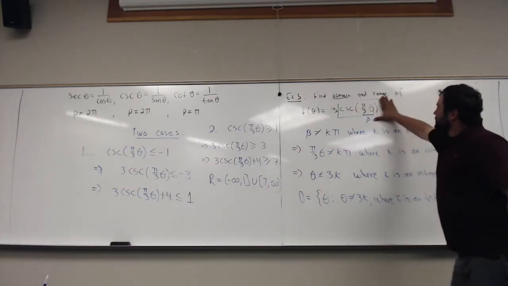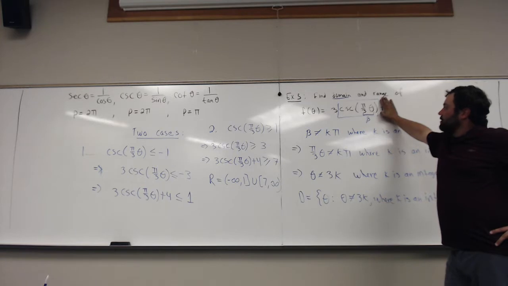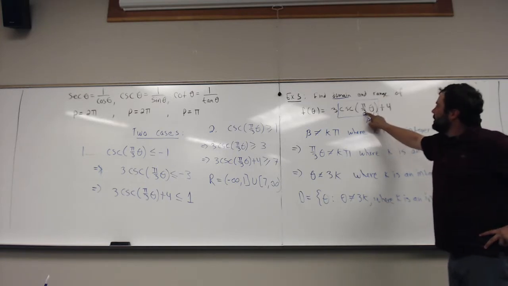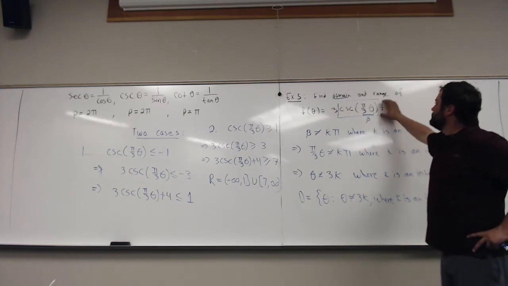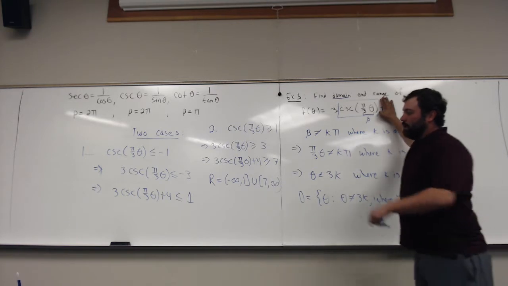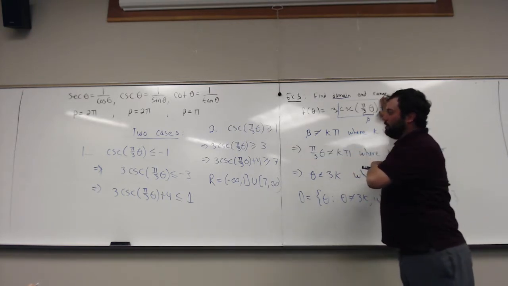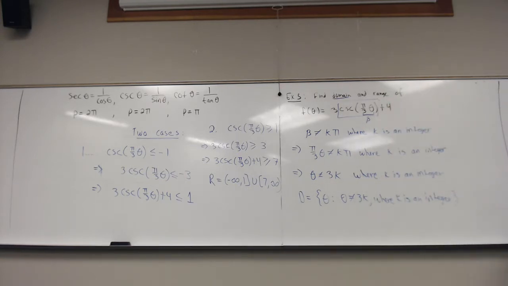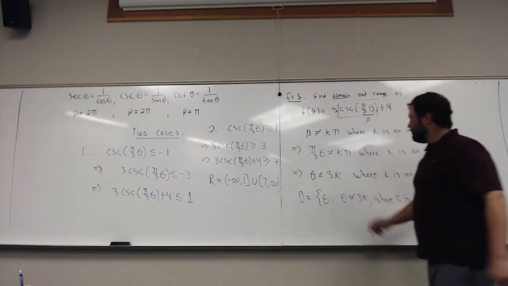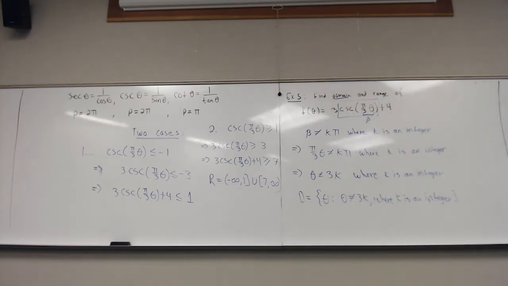If I just had the 3 cosecant pi/3 theta, the pi over 3 on the inside only changes the domain. The vertical scaling and shifting changes the range. But yeah, if we didn't have the positive 4, it'd be negative infinity to negative 3, union 3 to infinity. Okay. And then the plus 4 is just adding 4 to all the y values in the range. Okay, so the domain is anything but a multiple of 3, and the range is all the outputs are going to be less than or equal to 1 or greater than or equal to 7.